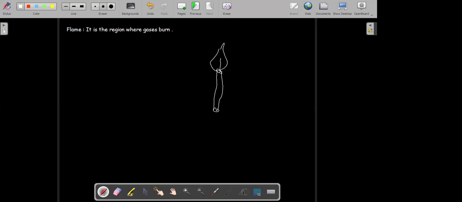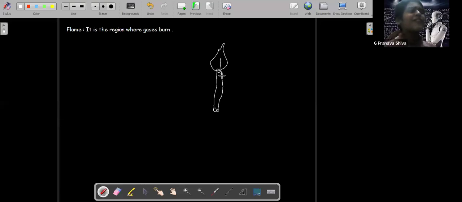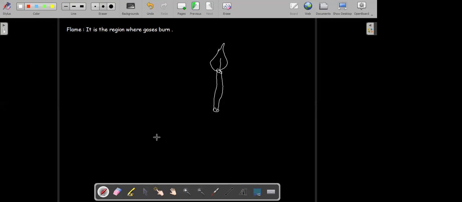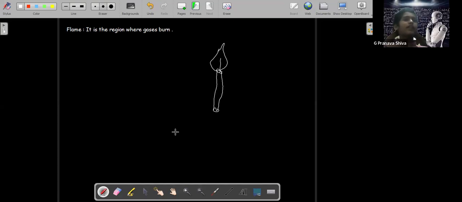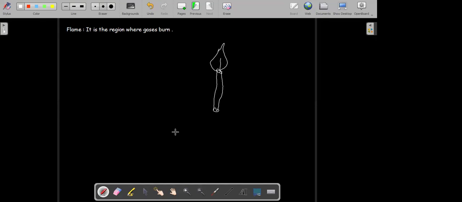Yes, Pranav, any doubt? Sir, I want to know more. You wanted to know which gases are there, right? You have mentioned another concept called alkali. When we burn an agarbatti, incense stick, or any candle, we get black color smoke, right, sir? That is carbon dioxide.